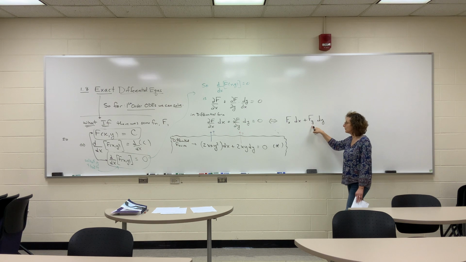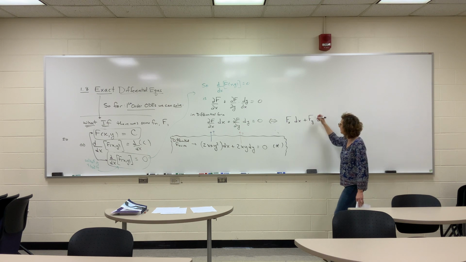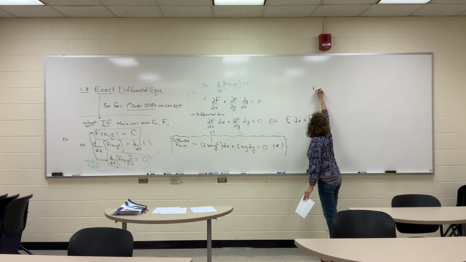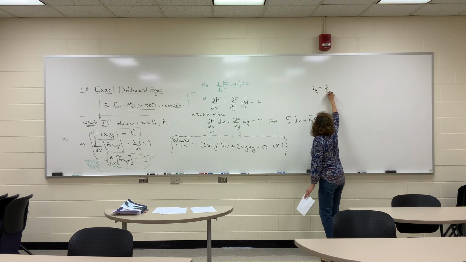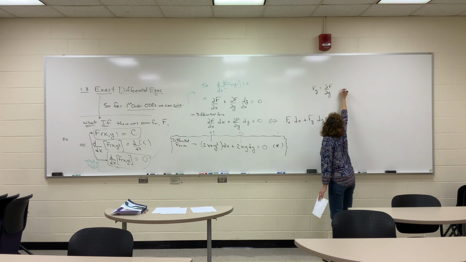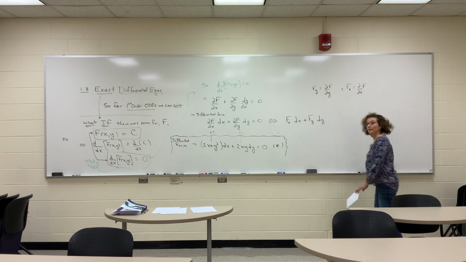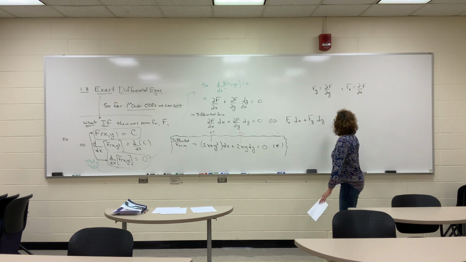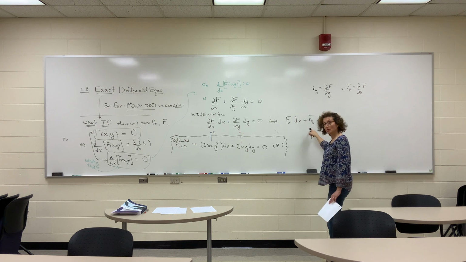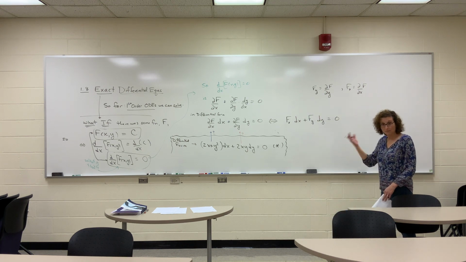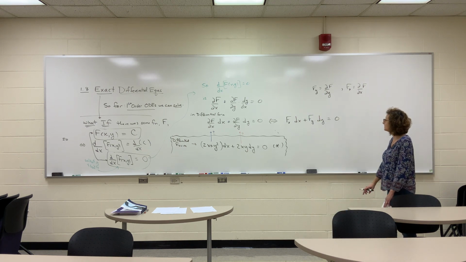Fy means partial derivative of f with respect to y, right? Fy is the partial derivative with respect to y of f. Fx is the partial derivative with respect to x of f, okay? So this is just shorter to write, and it rolls off the tongue faster. Fx dx plus fy dy equals 0, yeah? Okay.